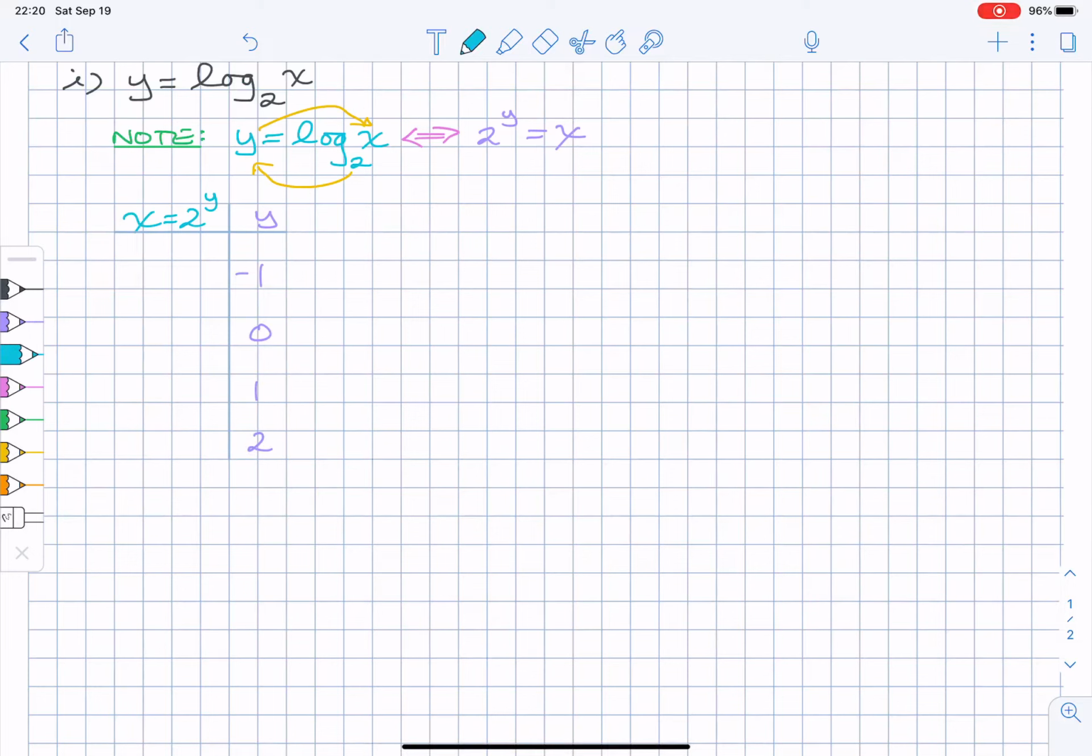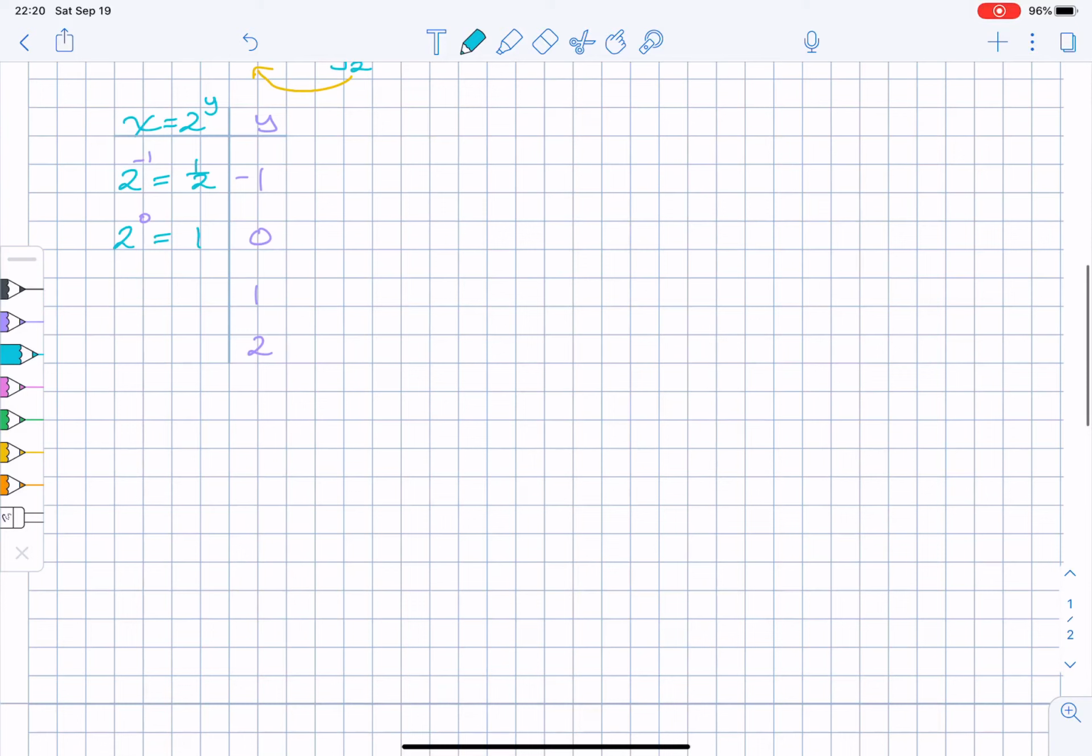That means that x will be 2 to the negative first, which we know to be 1/2, or 2 to the 0, which any non-zero real number to the 0th power is 1. Or we have 2 to the first power, which is just itself. And last we have 2 squared, which is equal to 4. So we have the 4 points as follows.